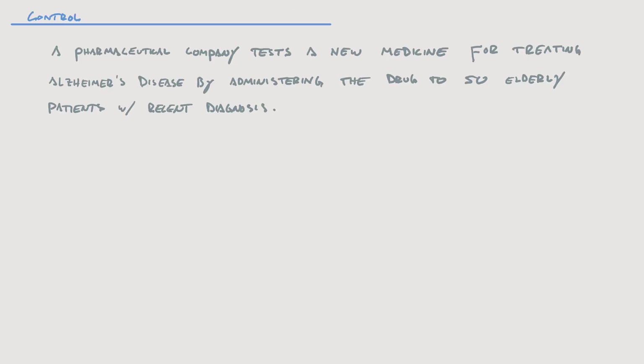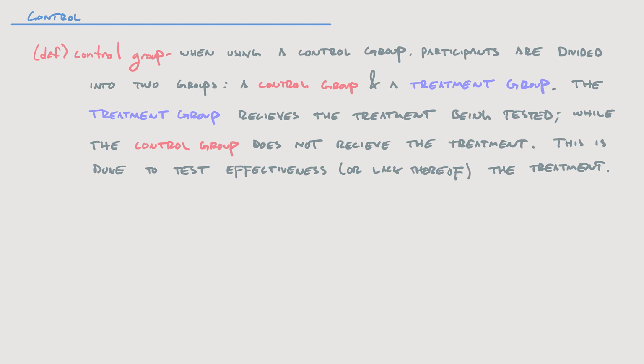Now let's go back to that first example of an experiment that we saw. A pharmaceutical company tests a new medicine for treating Alzheimer's disease by administering the drug to 50 elderly patients with a recent diagnosis. How are we going to figure out if the drug has results or not, that it's successful, that it works? Well, oftentimes what's done in studies is you break the participants up into two groups. One that's going to get the treatment and the other that's going to get what we call a control.